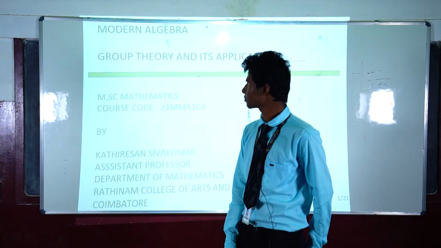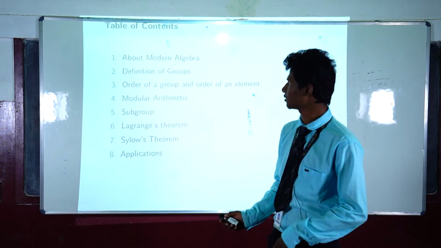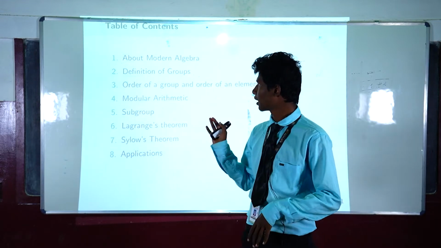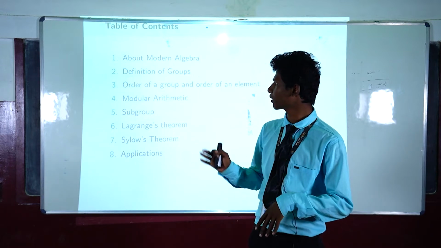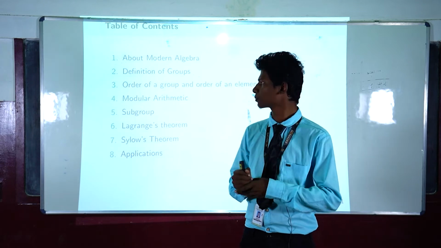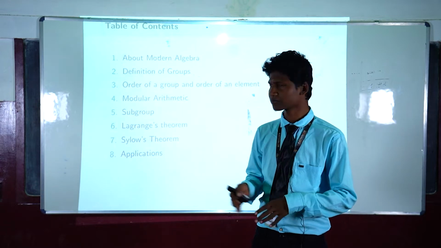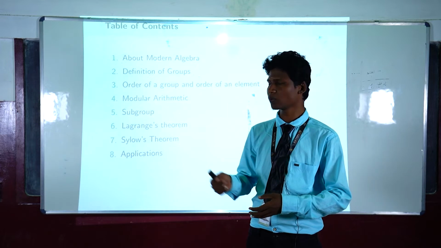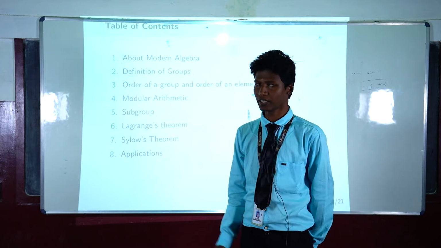Today I'm going to handle a subject, modern algebra, so the group theory and its applications. So what is the table of contents? First, we are going to discuss modern algebra: how modern algebra got its name. The second is the definition of groups, and the third is the order of a group or order of an element of a group. The fourth is modular arithmetic, and the fifth is subgroups and Lagrange's theorem. Lagrange's theorem is a fundamental theorem of algebra. The seventh is Sylow's theorem, and then the applications of Lagrange's theorem and Sylow's theorem.